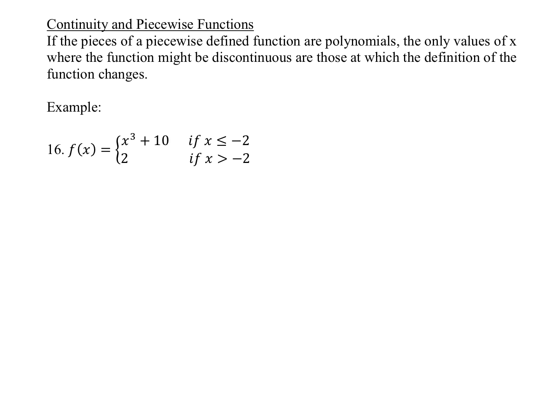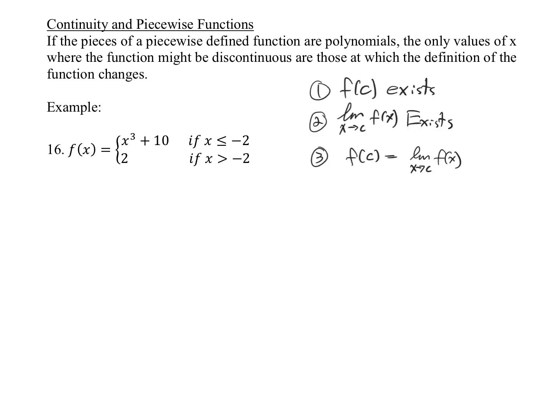Let me write down the 3 parts of our definition of continuity, and we'll go through these one at a time. Okay, let's go through these one at a time. First of all, let's figure out what f of negative 2 is. So the definition references c. c is just the number in question. So negative 2 is our number in question.